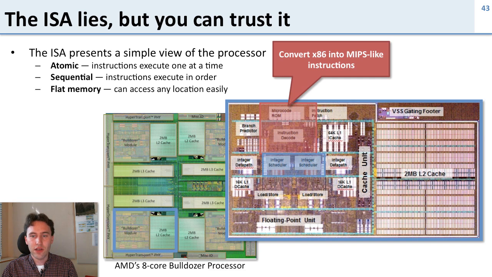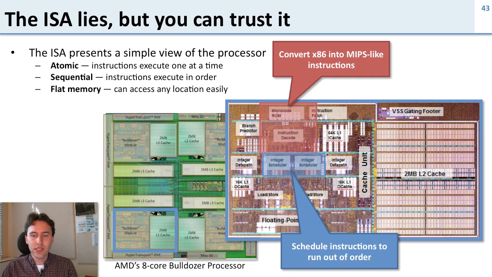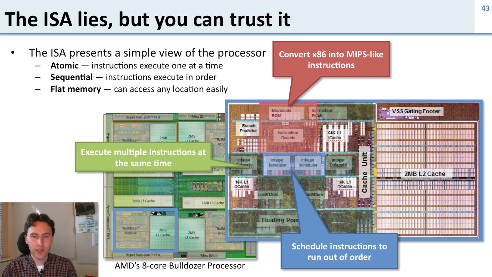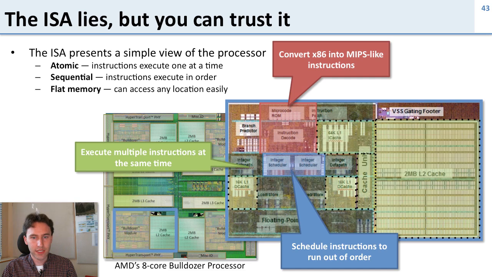We've got some other stuff in here. Here are integer schedulers. And so what these do is they look at instructions and run them out of order. They figure out which instructions can run first or second so that you can get more performance. So now we're breaking the sequential nature of things, because now we're running instructions out of order. All this stuff over here is for running process instructions, and they can run multiple instructions at the same time. So now we're breaking the atomic part, because now we're running multiple instructions at the same time, not having each instruction execute all at once.